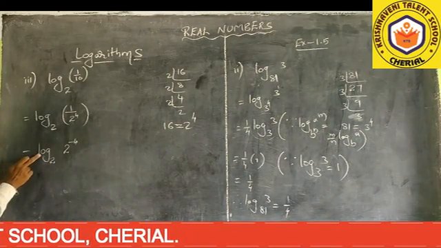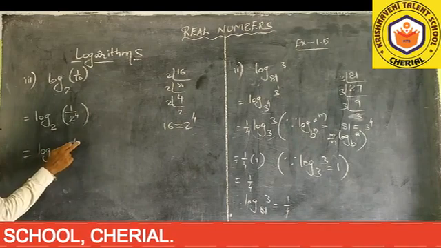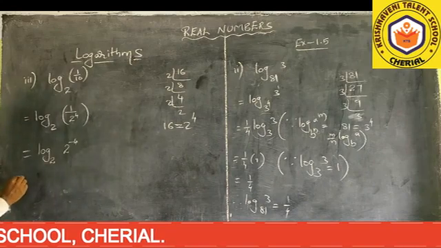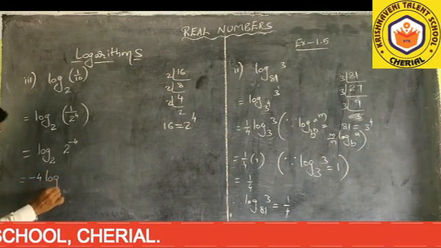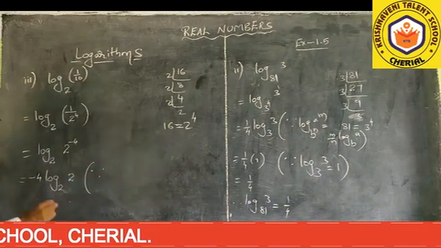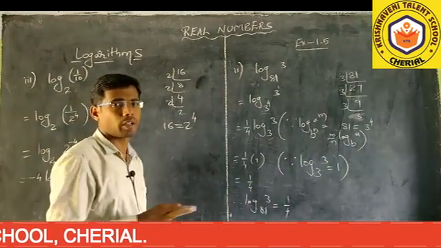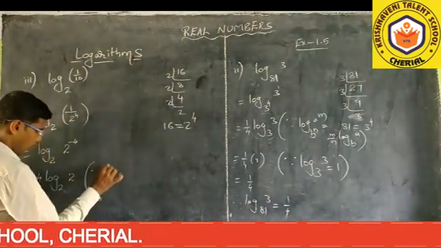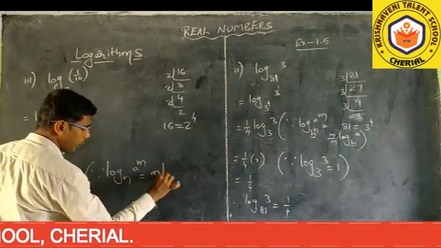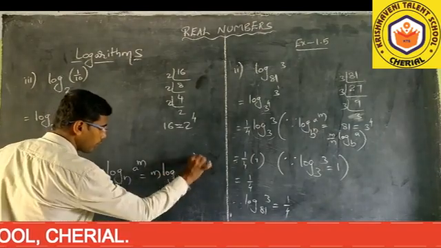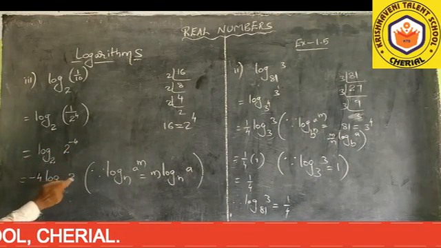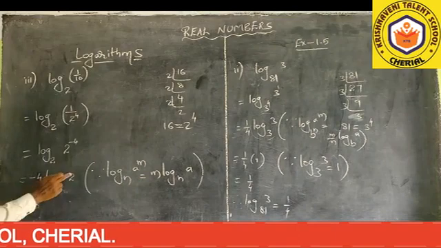Now you observe properly. Which law can you use now? Log a to the power of m to the base n. Here the base is just 2 only. So if you use the third law, that equals minus 4 log 2 to the base 2. You write the reason, always you have to write the reasons. For this you will get half a mark or 1 mark. Log a to the power of m to the base n equals m log a to the base n.